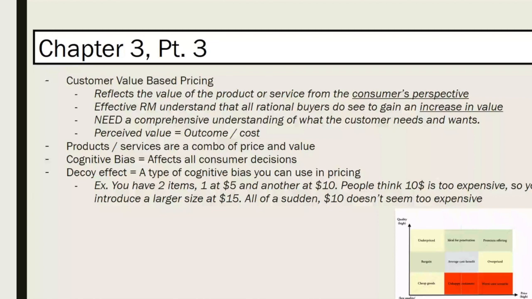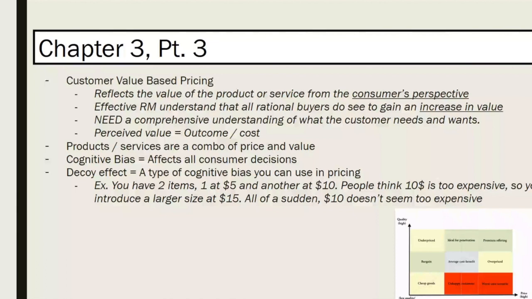So the decoy effect, the best way I can illustrate this is, say for example, you go to the cinema and you have two sizes of popcorn. The small size costs $4 and the large size costs $8. So you have $4 or $8.